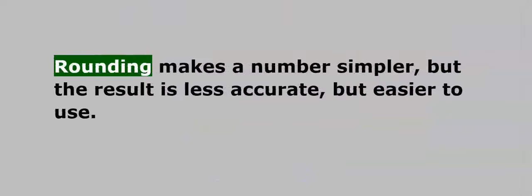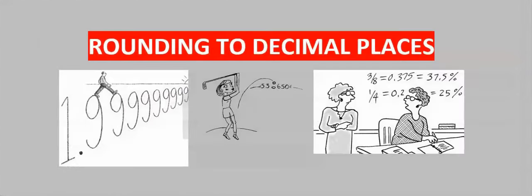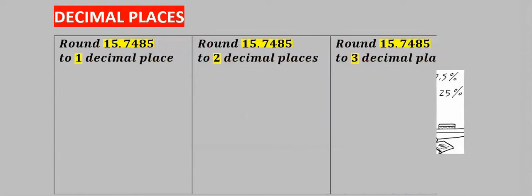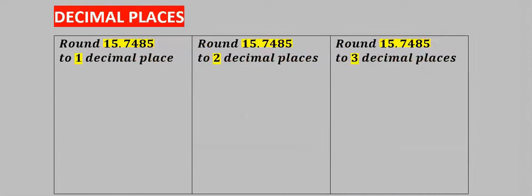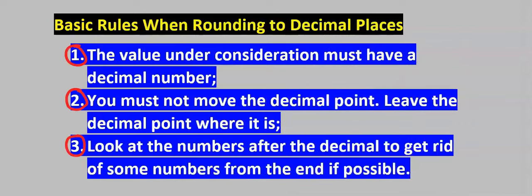Rounding makes a number simpler, but the result is less accurate. Let's consider rounding to decimal places. Consider these questions. To solve this, let's consider some basic rules when rounding to decimal places.